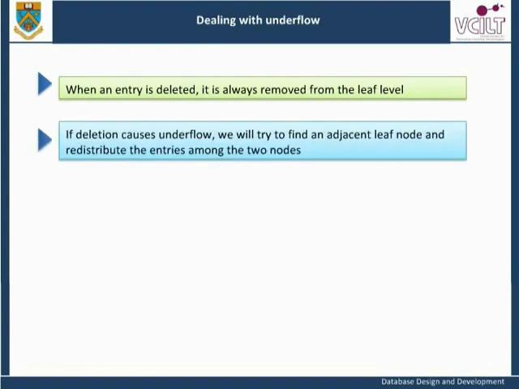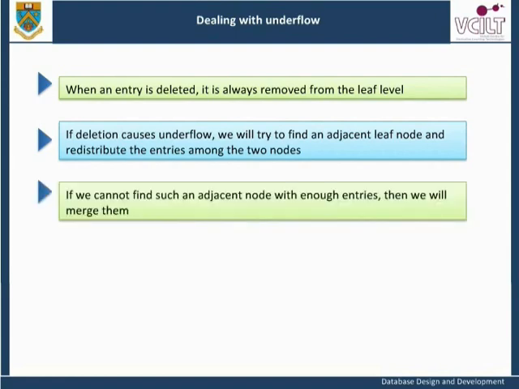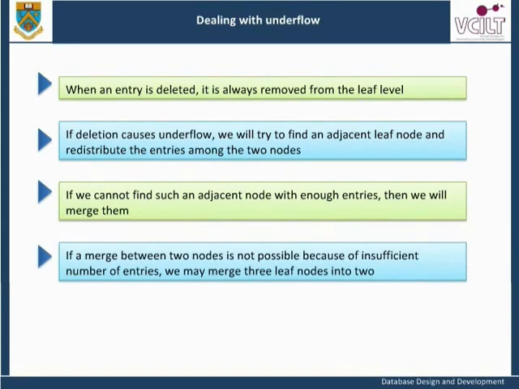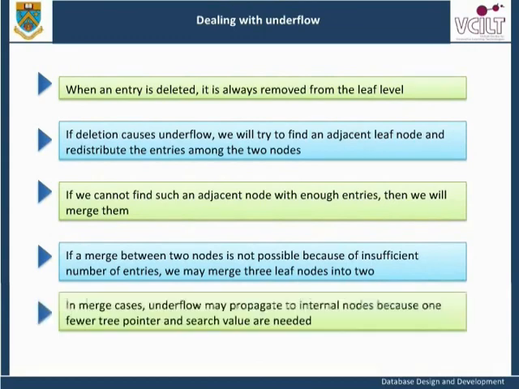If deletion causes underflow, we will try to find an adjacent leaf node and redistribute the entries among the two nodes so that both can become at least half full. If we cannot find such an adjacent node with enough entries, then we will merge them. In this case, the number of leaf nodes is reduced. If a merge between two nodes is not possible because of insufficient number of entries, we may merge 3 leaf nodes into 2. In merge cases, underflow may propagate to internal nodes because one fewer tree pointer and search value are needed. This can propagate to the root and reduce the tree levels.